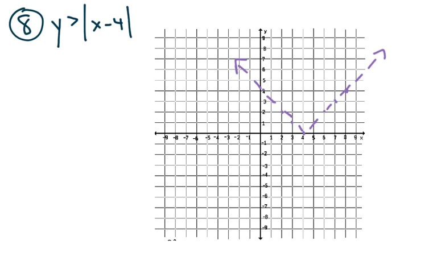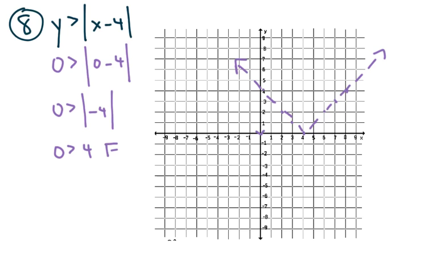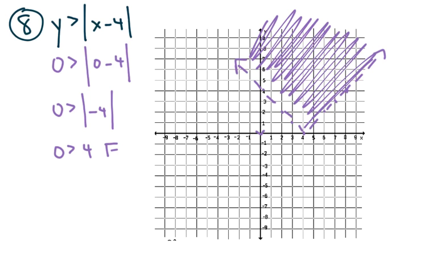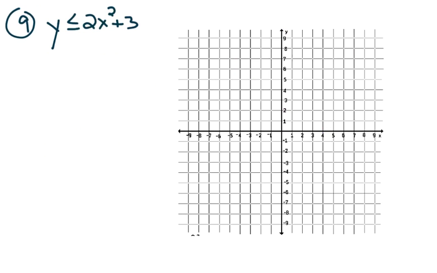There are only 2 regions of the graph that could get shaded. You're either going to shade inside the v or outside the v. If you're not sure where to shade, you can always test a point like 0, 0. Is 0 greater than the absolute value of 0 minus 4? You have to do 0 minus 4 first, and then you take its absolute value. Is 0 greater than 4? No. So that means everything outside the v is false, and everything inside the v is probably true.